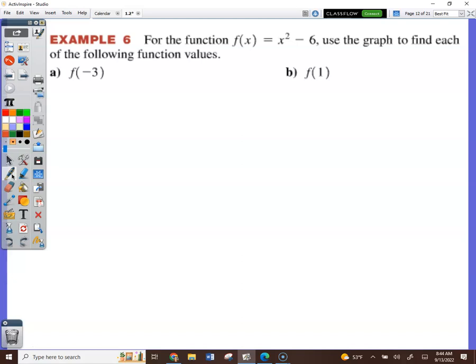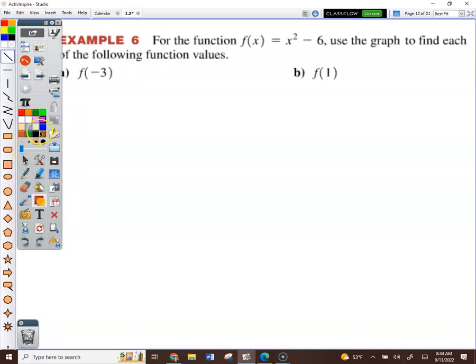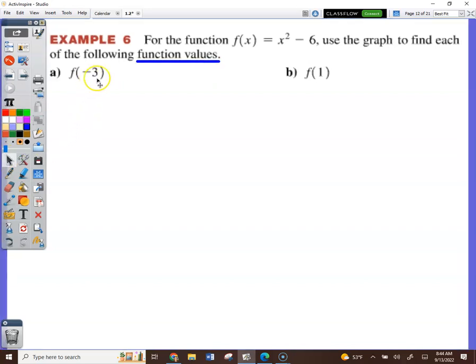So there's two ways to do this. The directions are saying to use the graph, but because they give you the function, you could just do what with it? Plug it in. Look, when it says find the following function values, that means plug it in. It means evaluate it.